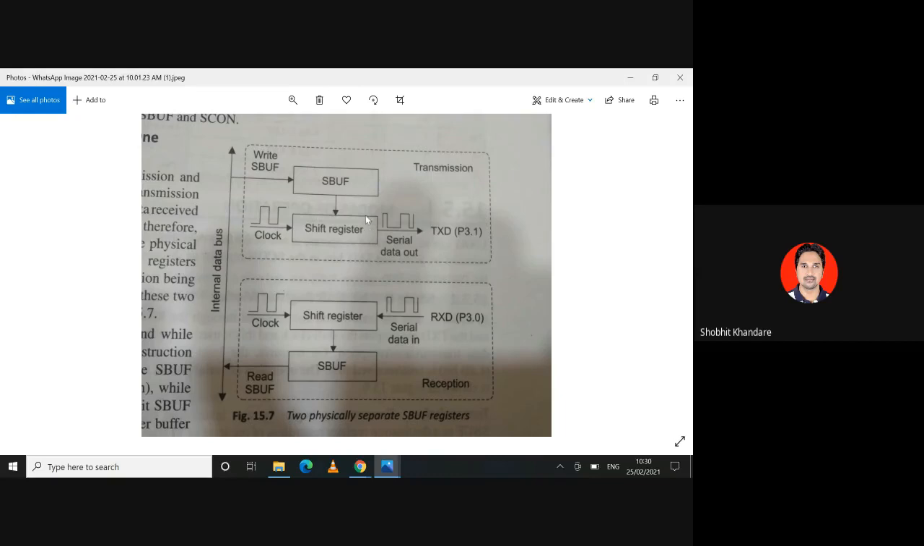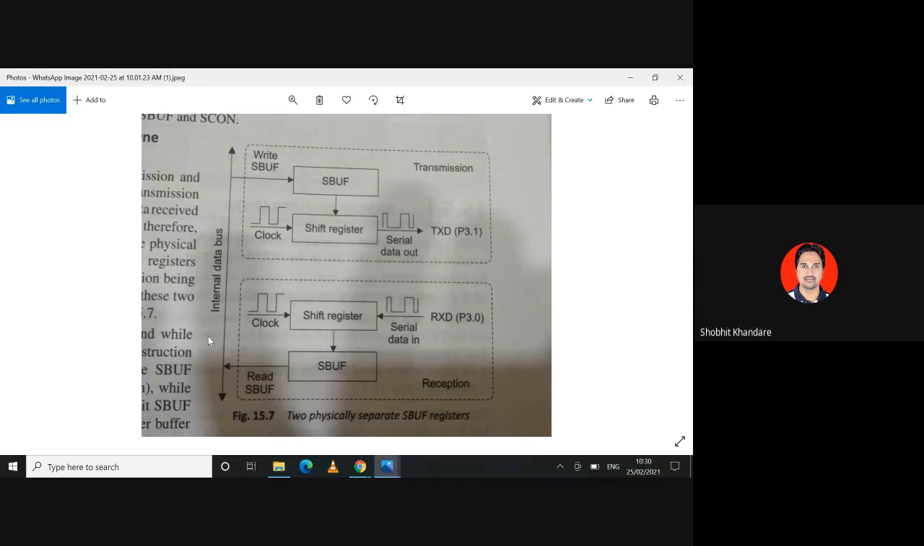So what I mean to say is that before you transmit the data serially, it has to be present in the SBUF. This SBUF is also used for writing purpose. This SBUF is for writing purpose. This SBUF is not for reading purpose. That is why, can you see a write SBUF?